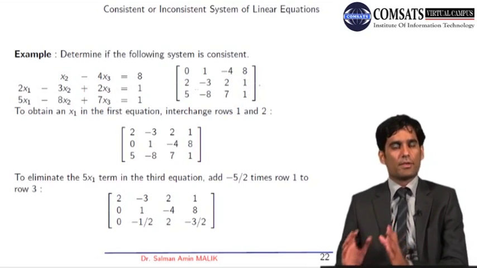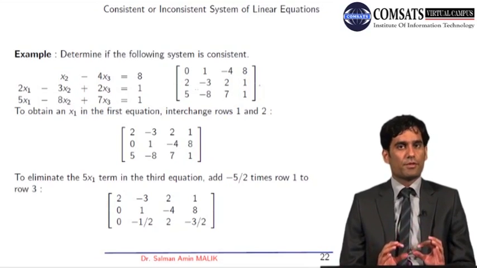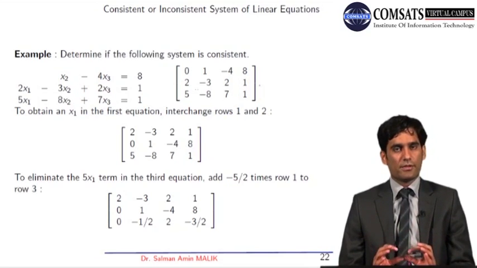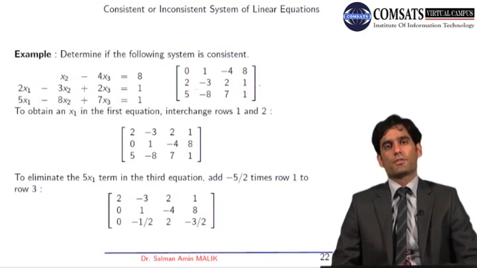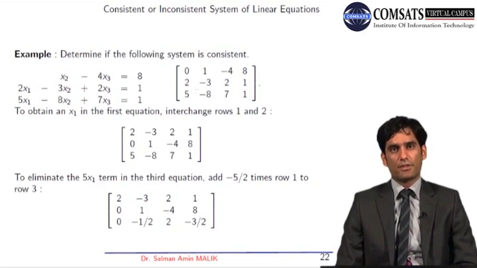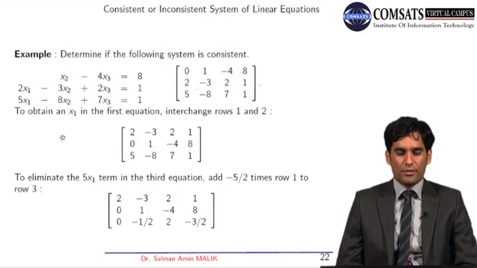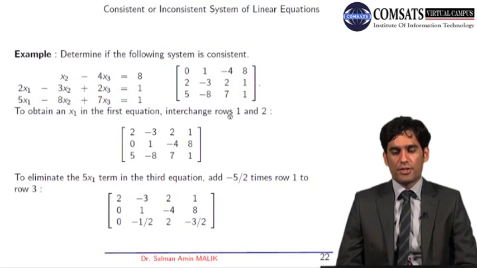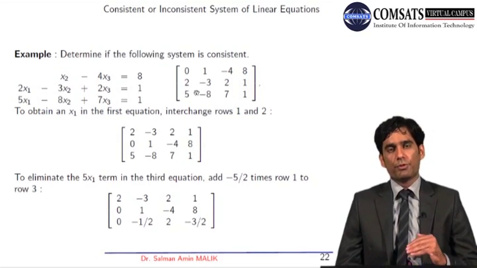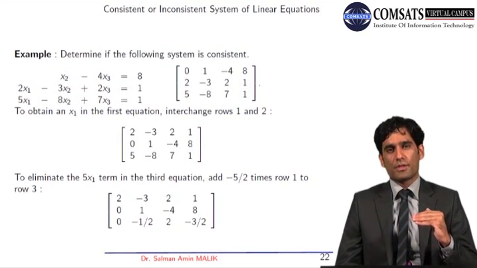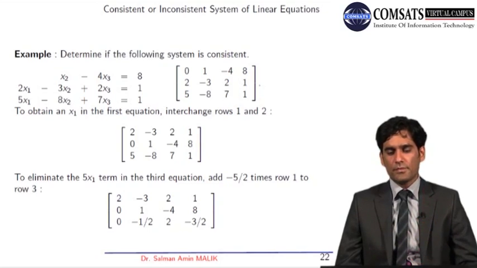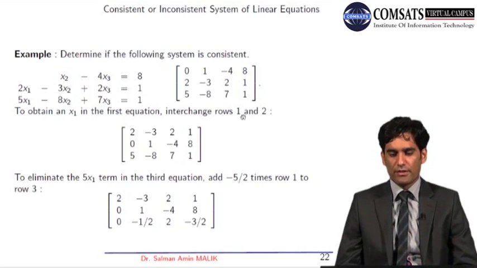You have to learn that in the augmented matrix, you have the coefficients of the variables involved in the system and the right hand side of your system of linear equations, as we have learned earlier. So to obtain an x1 in the first equation, interchange rows 1 and 2. This will always happen: we will make our first row such that the coefficient of the first variable is non-zero. So we make an interchange of rows 1 and 2 in the augmented matrix, and we get this matrix, just the interchange of the two rows.